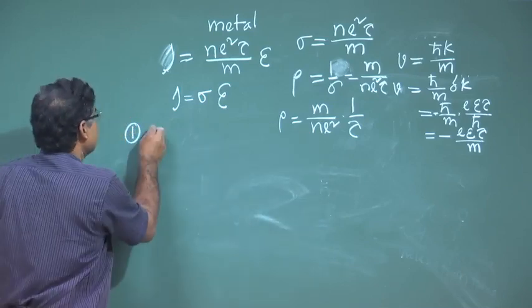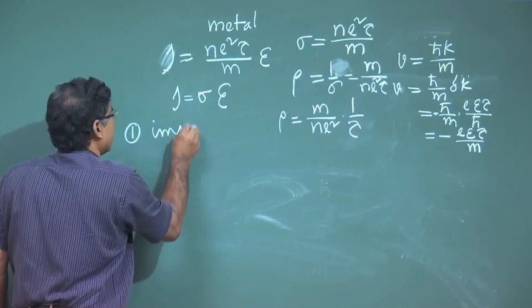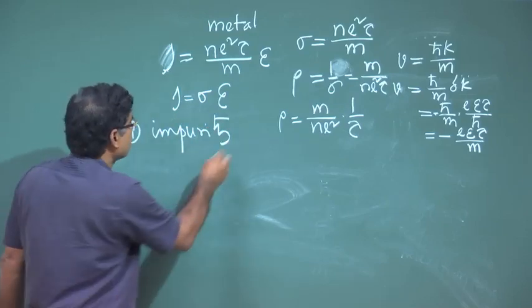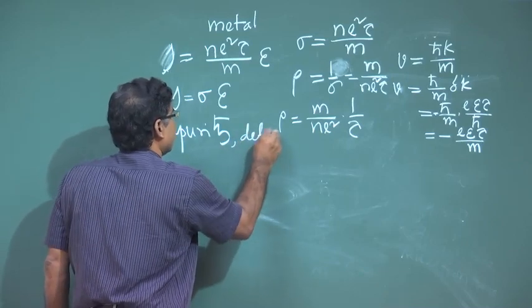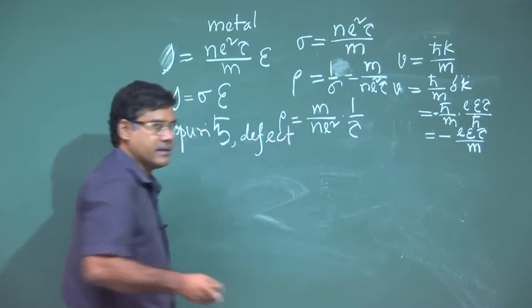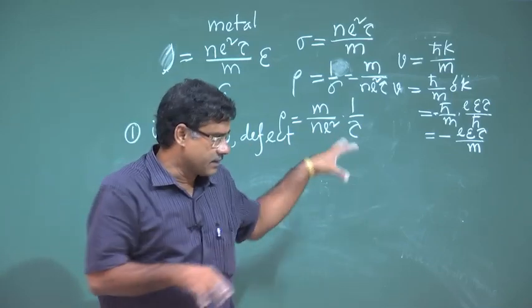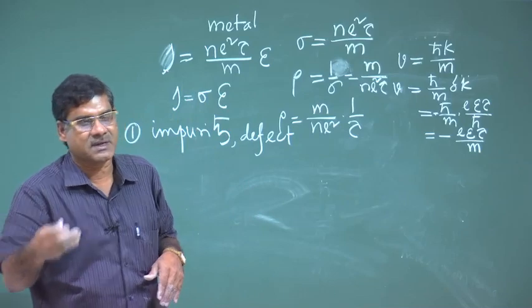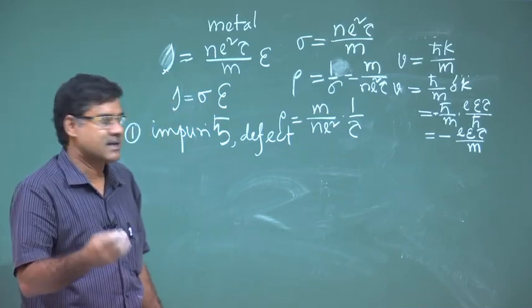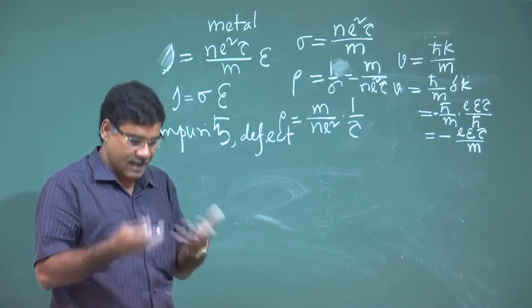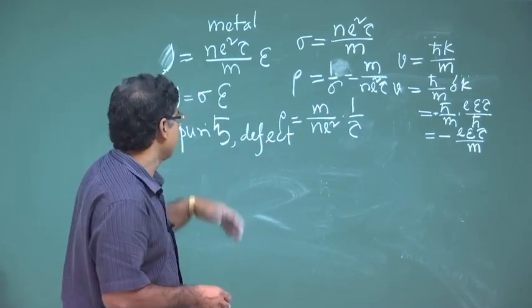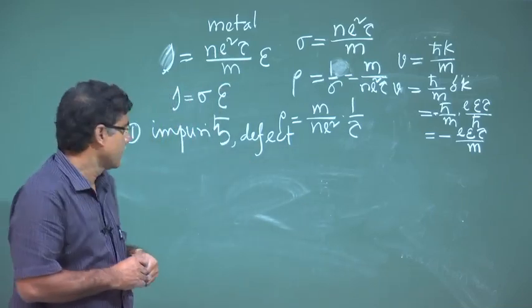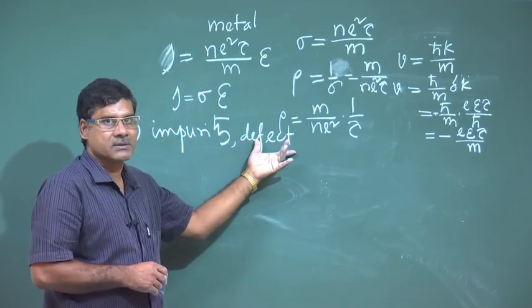So, one is impurity in metal or semiconductor, or mechanical defect in metal, because here we have considered the lattice structure, and sometimes atoms are missing, so there is a defect. So, those act as scattering centers, and when conduction electrons are moving they get scattered from this source, okay.